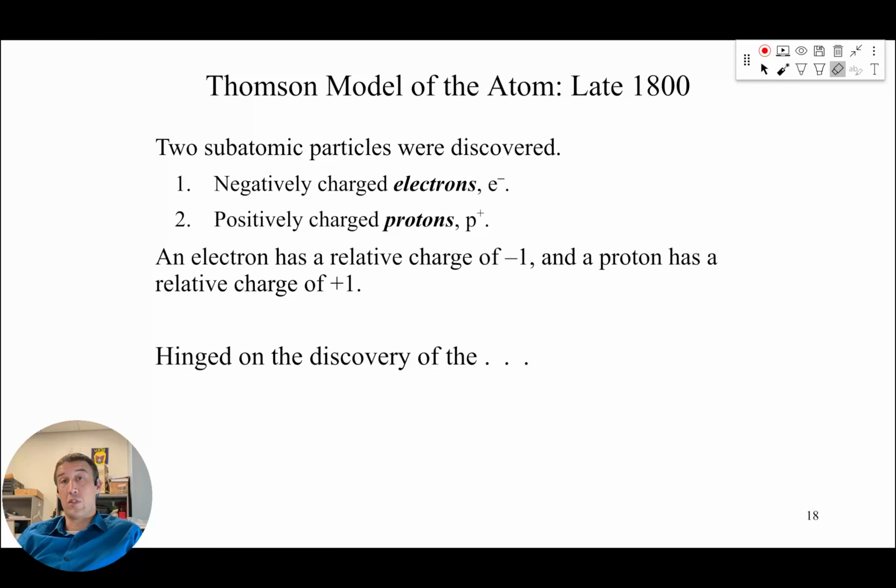In his experimenting, he discovered that an electron has a relative charge of -1, and a proton has a relative charge of +1. These are relative, meaning it's not an absolute charge. There's not a unit necessarily associated with it. We just know that the charge of an electron is equal and opposite to that of a proton. So it's a 1-for-1 match, just opposite degrees.